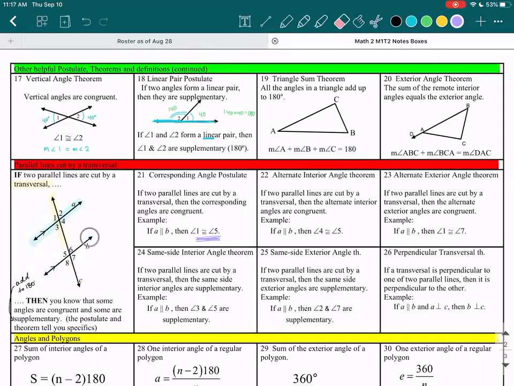Let me get rid of all this, make it a little cleaner looking. Okay, 1 and 5. These are corresponding angles. They're corresponding because they are both in the top left position. So if you take a look at them, they both occupy the same kind of spot of the four angles that are created. Okay, so these are corresponding angles.